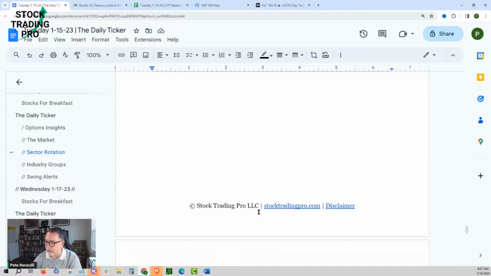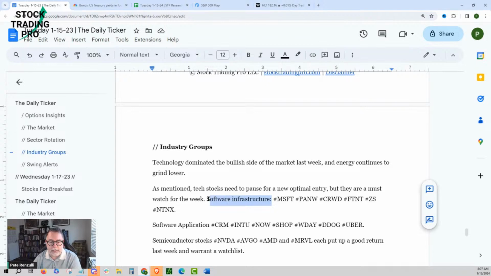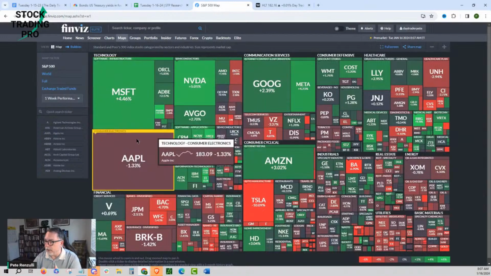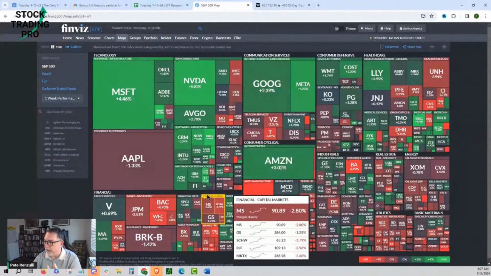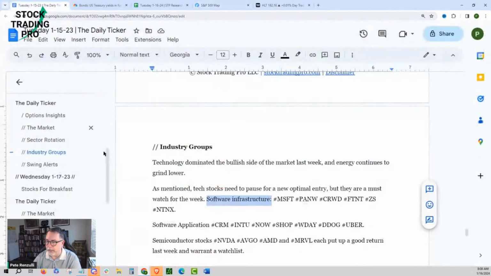All right. So Microsoft looking pretty darn good. Breaking down industry groups a little bit more. Technology dominated the bullish side of the market. So now we're breaking technology down into a little bit deeper, more granularity into an individual industry group. Okay. Stocks that paused last week. We're now talking about software infrastructure as an industry group, which if we break that down a little bit more in the S&P 500, we have semiconductors, software application, and software infrastructure. So we're going to break that down a little bit more as well.